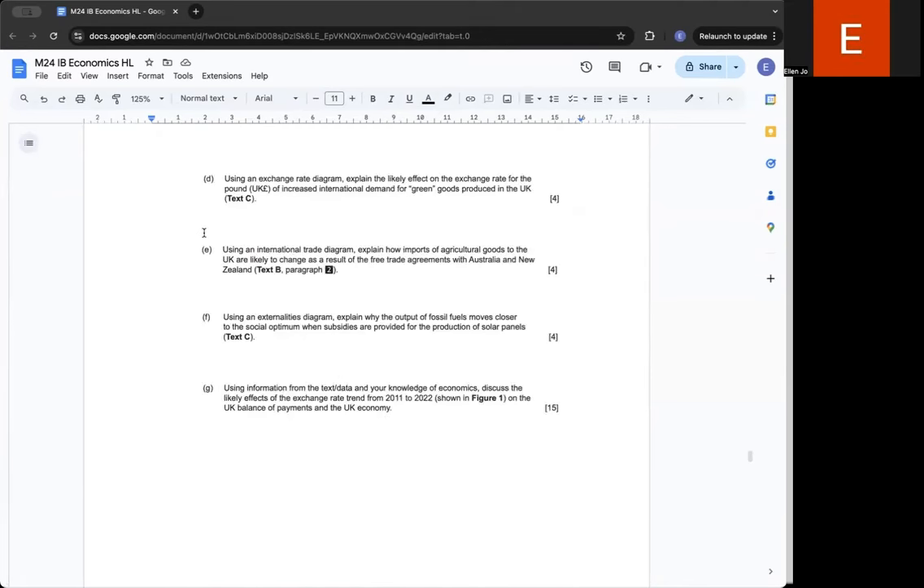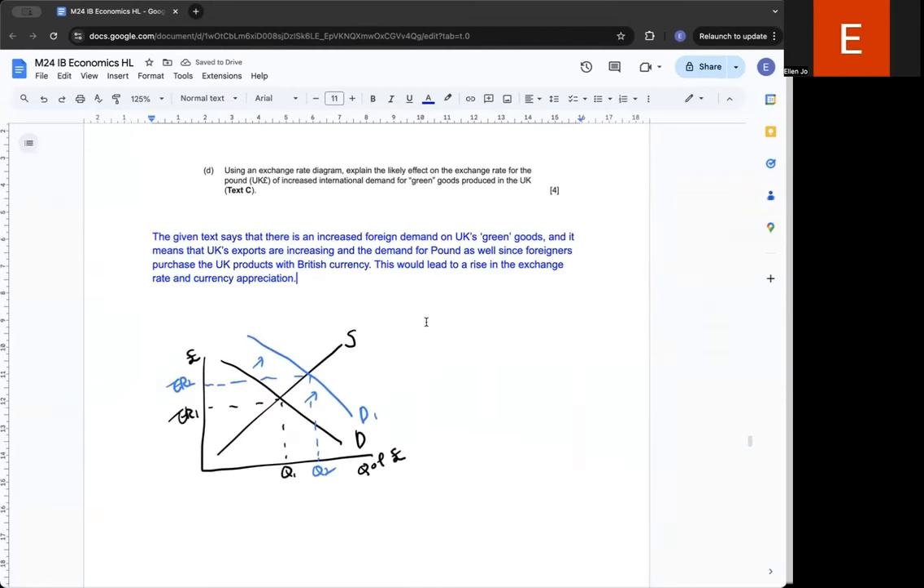D. Using an exchange rate diagram, explain the likely effect on the exchange rate for the pound of increased international demand for green goods produced in the UK. The given text says that there is an increased foreign demand for UK green goods, and it means that the UK's exports are increasing along with the demand for the pound, since foreigners purchase UK products with British currency. This would lead to a rise in the exchange rate and currency appreciation, as illustrated in the diagram.